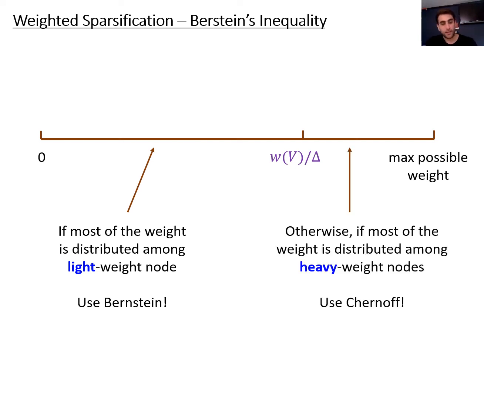On the other hand, if most of the weight in the graph is distributed among heavyweight nodes, then intuitively all we need to show is that we pick enough of them. This is a sum of independent 0,1 random variables, because for any node, one knows if we picked it or if we didn't pick it. So in this other case, we are able to use Chernoff's bound to show concentration. That's the high-level idea of the case analysis to show our concentration.